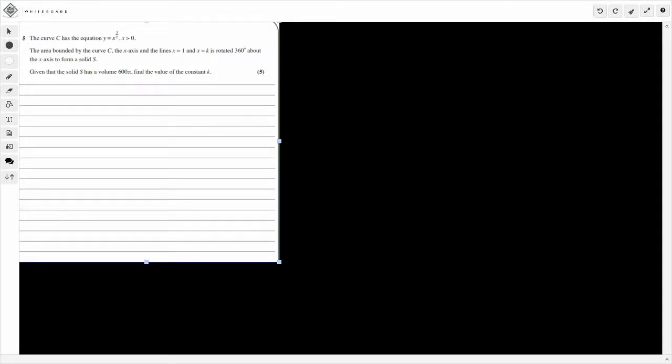Moving on to question 5 here, we have a volume of revolution question. We're given the curve C here has the equation y is equal to x to the power of 3 over 2, and it tells you the area is bounded by the curve C, the x-axis, and the lines x equals 1 and x equals k, and it's rotated 360 degrees about the x-axis to form a solid S. And we're given that the solid S has a volume of 600 pi. And we have to find the constant k.